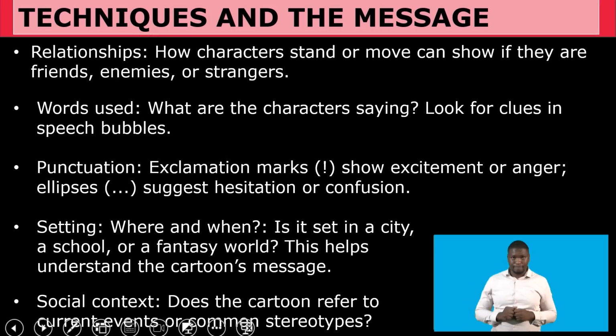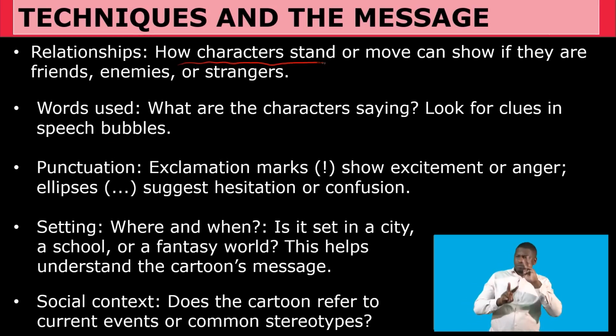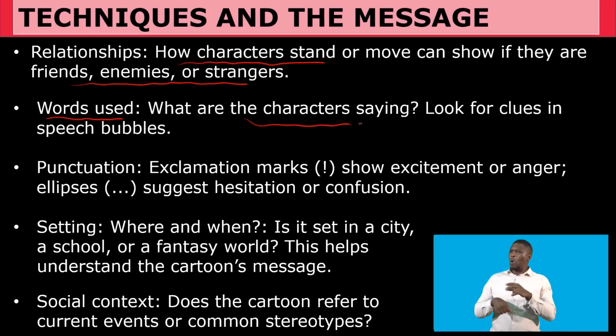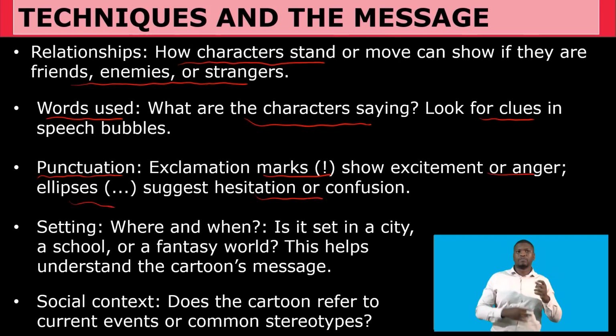More questions. Look at relationships. How characters stand or move can show you if they are friends or enemies or strangers. Look at the words that are used. What are the characters saying? And look for clues in the speech bubbles. Always take a look at punctuation. Exclamation marks show excitement or anger. The ellipses suggest hesitation or confusion.